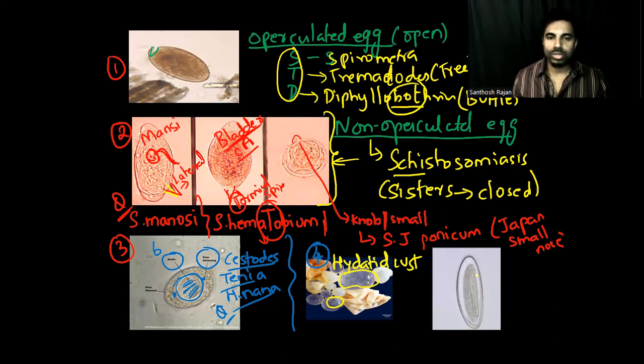And now what is this one? This, the last one you're seeing, is the plano-convex egg, which we already discussed. What is this? Enterobius vermicularis. Okay, D E.